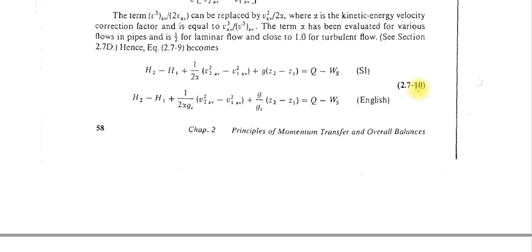This is the overall energy balance: H2 minus H1 plus 1/2 alpha (V2 average square minus V1 average square) plus g(Z2 minus Z1) equal to Q minus WS, where 1 is the entering point in the system and 2 is the exit point of the system.